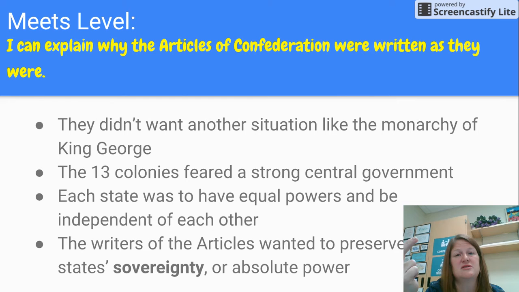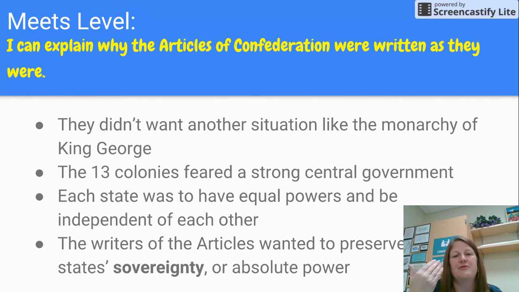Way too many taxes. They had to sell anything they grew for cheap, cheap prices and ship it overseas. It came back, and then they had to pay huge prices. Again, the money issues, the leadership issues, they were sick of it. So when they created their government, they wanted to make sure they did not create a King George situation.